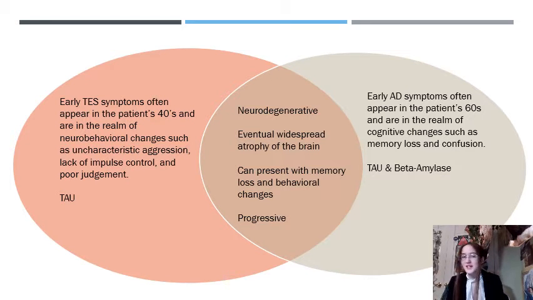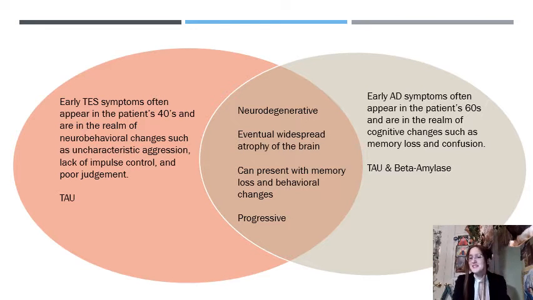But we can diagnose TES, and there are actual diagnostic criteria that are new to the medical scene, but have been agreed upon by many neurologists. Some similarities between them are that they're both neurodegenerative disorders with eventual widespread atrophy of the brain. They can present with memory loss and behavioral changes similar to other dementias, and they're progressive over time. There are key differences, though.